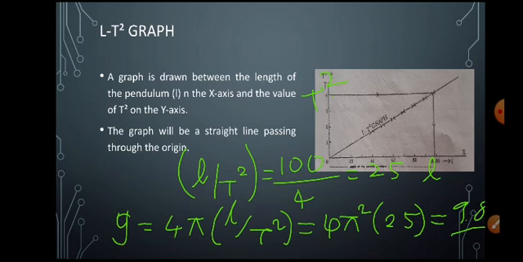The question also arises on this one. If asked to find the g value by using the L-T square graph, then you have to plot the graph. In this case, you need not tabulate the L by T square values. Just take the L values and T square values, then plot a graph, and from the graph take the L and T square values, then substitute them in the formula, and you will get the g value.